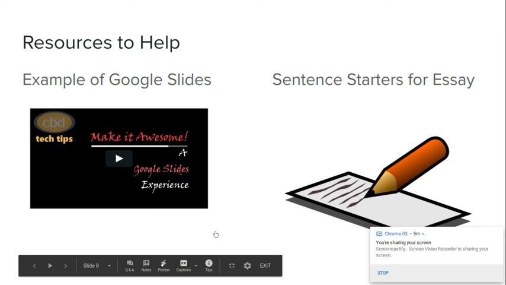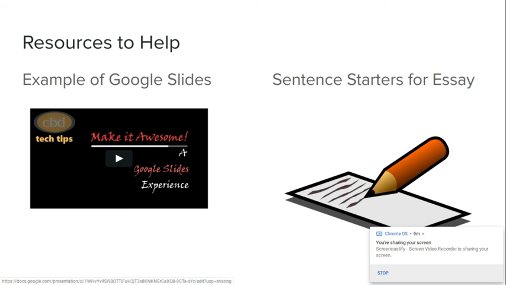So, resources that I have to help you. If you click this link, it will take you to a very good example of a slideshow on a book that you have not read, so you can see what a good example of this kind of slideshow looks like. If you click on this link right here, there are sentence starters for your essay if you prefer the essay version.